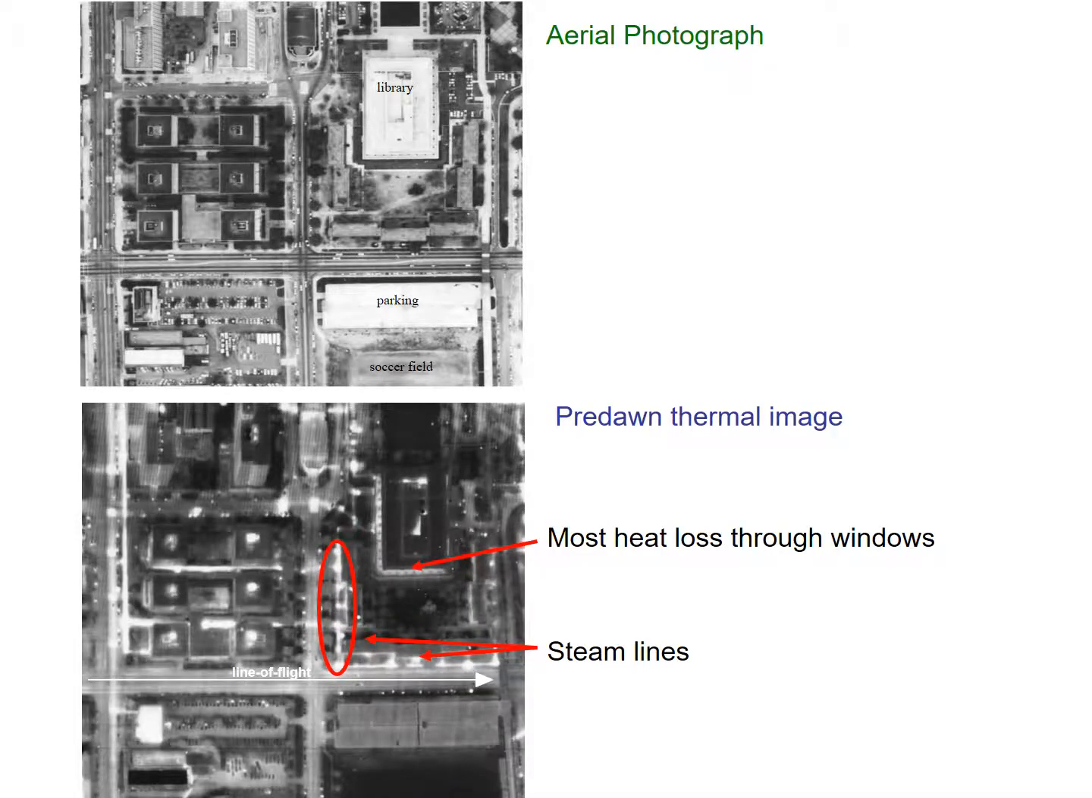We can use this to our advantage, even with just like aerial photography. We've got this photo of all these things. We got the library, the parking lot, and the soccer fields. And if we look at a pre-dawn thermal image, you see most of the heat that's lost is through the windows. But because this particular area is a complex facility, you see these steam lines that run underground between buildings. And they're giving off quite a bit of heat.